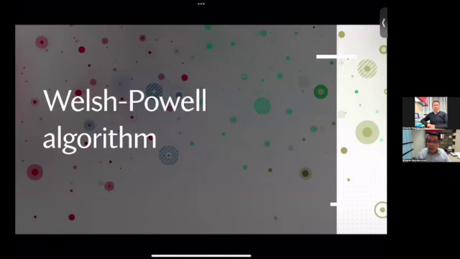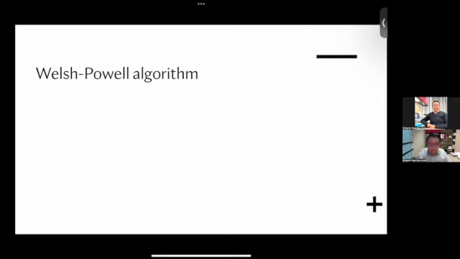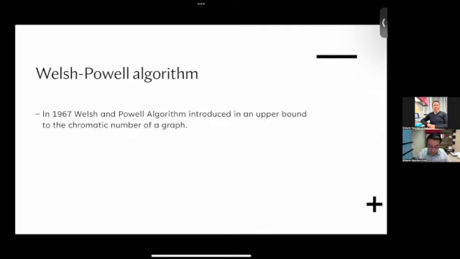Now, there is another algorithm that we can use beyond the greedy one, and this is called the Welsh-Powell algorithm. It was introduced in 1967, I'm sorry. And it basically was introduced by trying to generate an upper bound to the chromatic number of a graph.